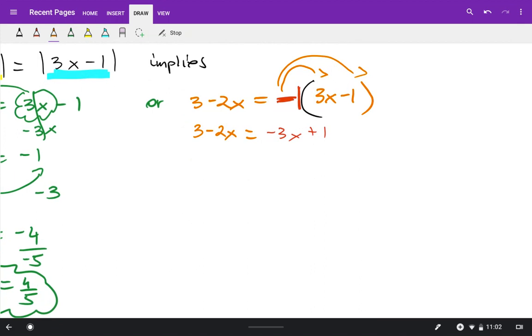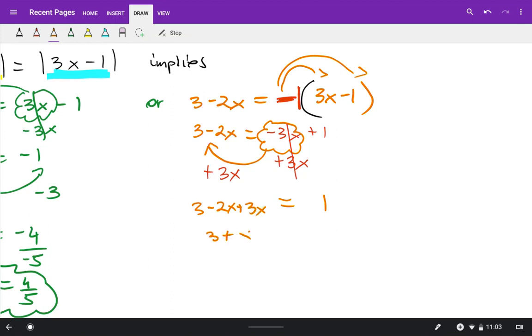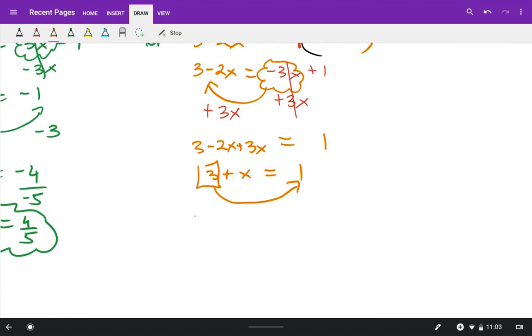So now I want to move negative 3x to the left side. Since it's negative 3x, I'm going to add 3x to both sides, which is the opposite. So now, on the right side, we only have 1. On the left side, we have 3 minus 2x plus 3x, which will give you 3 plus x equal 1. And the last step, positive 3 has to be moved to the right side. Since it's positive, you're going to subtract 3 from both sides. So we have x equal negative 2.